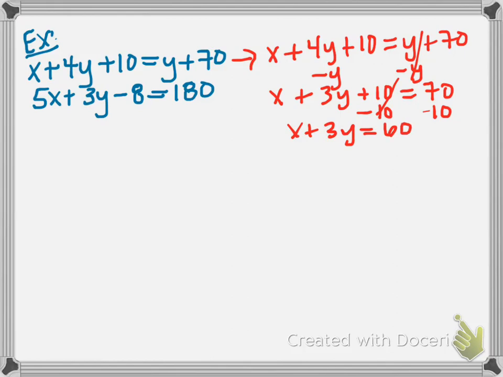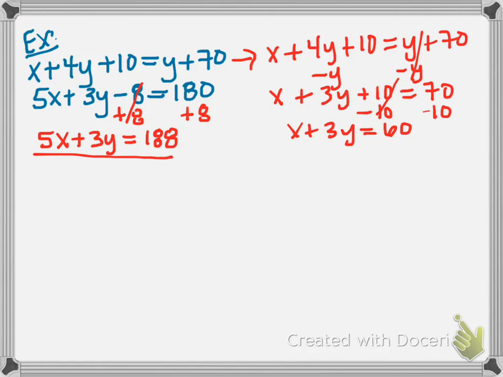Okay, we're going to do the same thing with the other equation. Let's just go ahead and move this 8 over to be with the 180. So we're going to add 8 to both sides. So we're going to get 5x plus 3y equals 188. Okay, so these are our 2 equations. Notice that they're in the same form. I've got my x terms plus my y terms equals my constants. This is just the form that I like to put my equations into.